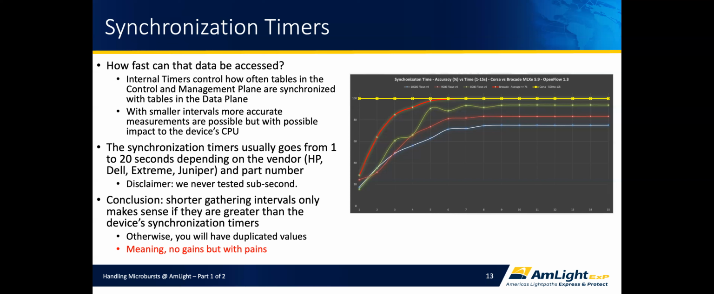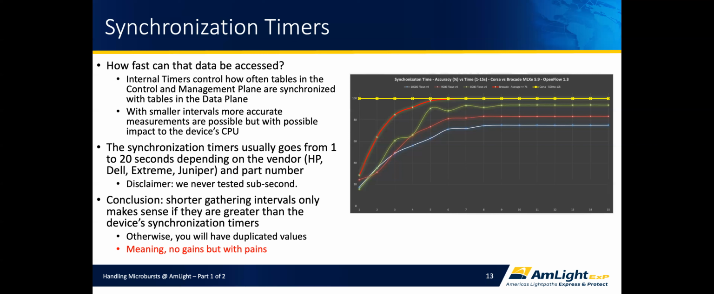In some cases, that's configurable. HP enables you to go from 1 to 20 seconds to preserve the device or be more accurate. And Dell, the Z9100 switch, which was a very common switch a couple of years ago, has no configuration, only 14 seconds, so you cannot go faster than this. And we never tested sub-second, just a disclaimer, but we've seen devices going from 1 to 30 seconds for older devices or smaller devices.